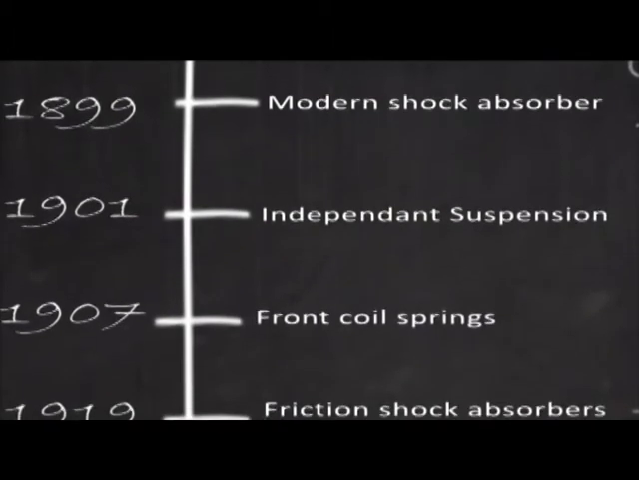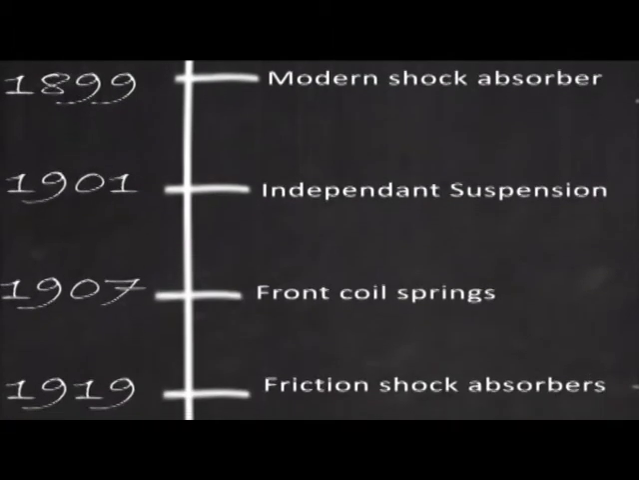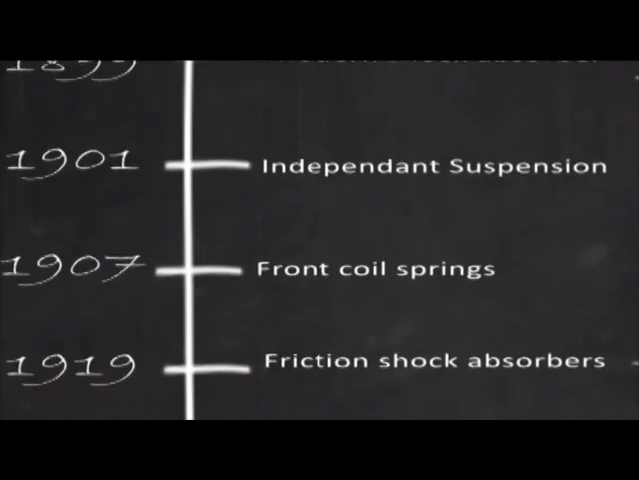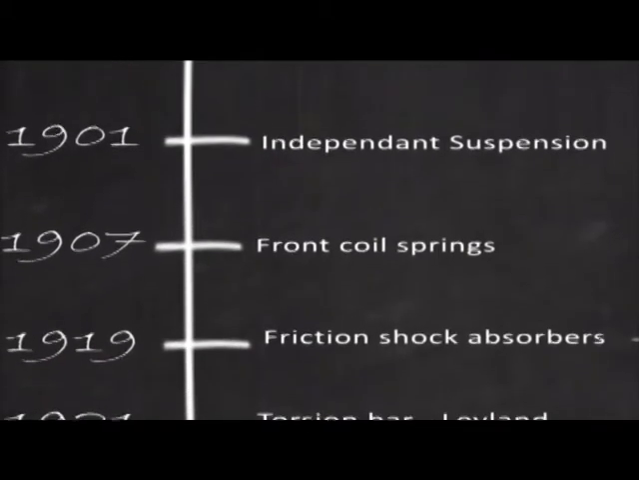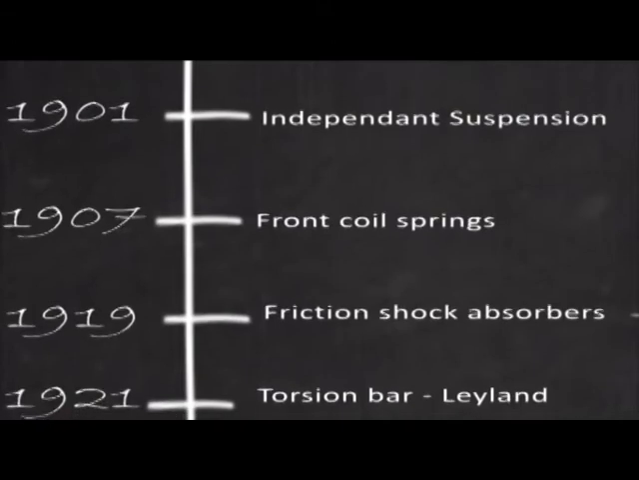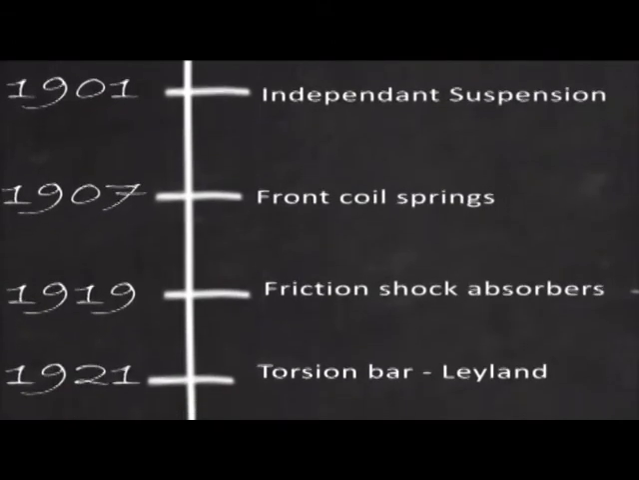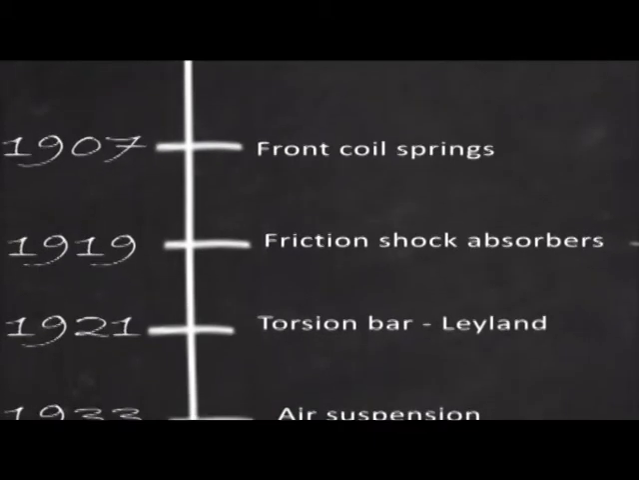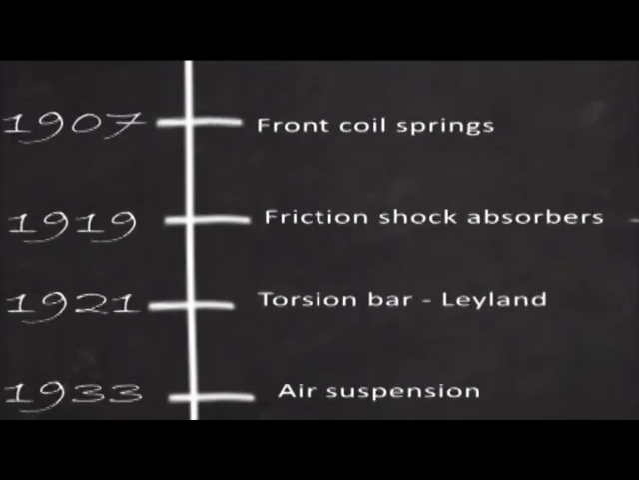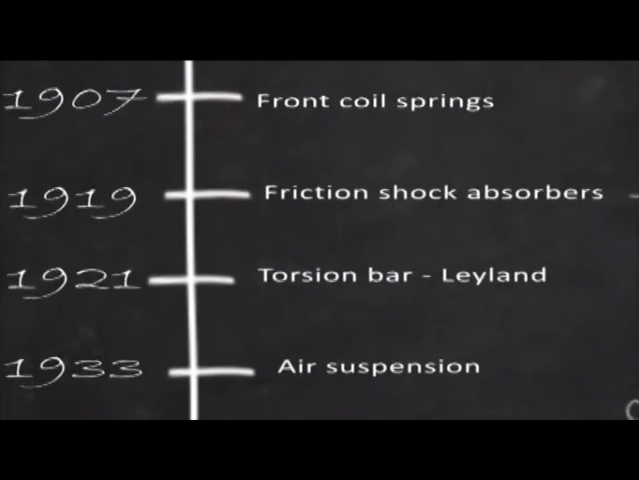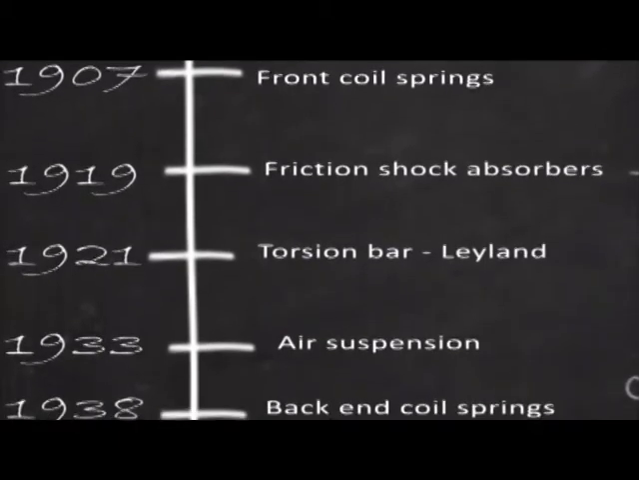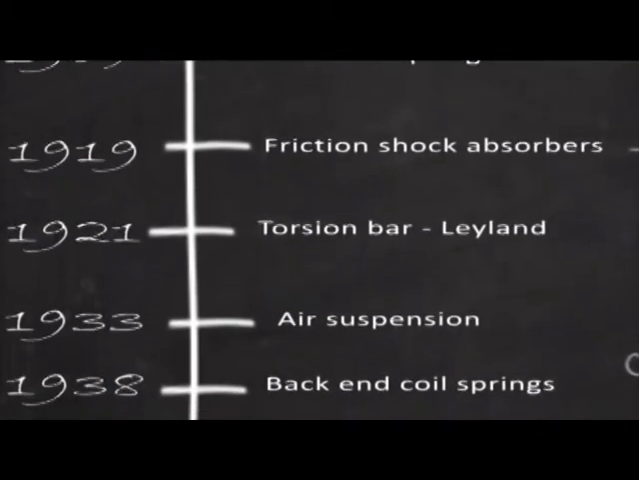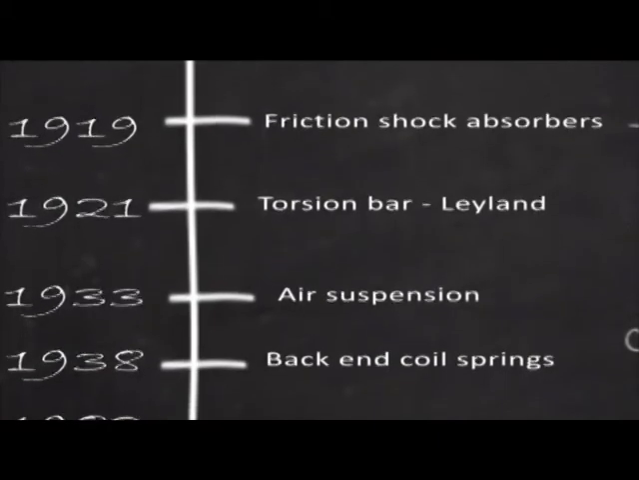In 1907, the first coil springs were used on cars. They were used for the front suspension, but the axle still remained solid. In 1900, friction shock absorbers appear in production of automobiles. In 1921, the Leyland becomes the first automobile produced with a torsion bar. In 1938, Buick becomes the first US manufacturer to use a back-end coil spring.